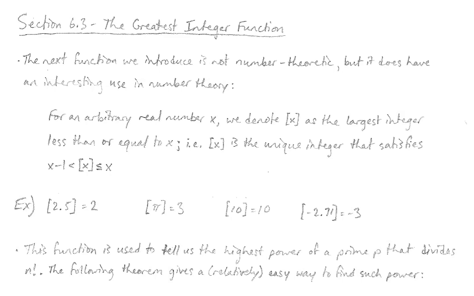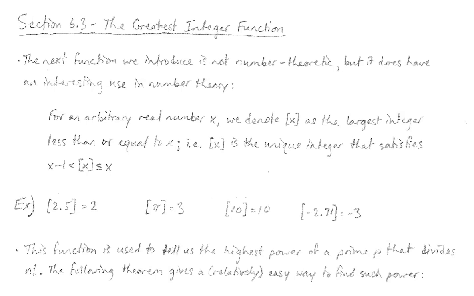So case in point, the greatest integer that is less than or equal to 2.5 is going to be 2. The greatest whole number that is less than or equal to pi, which is 3.14, obviously is going to be 3. The greatest positive integer that's less than or equal to 10, well, 10 is already a whole number, so the greatest whole number that's less than or equal to 10, that or equal to part kicks in, is 10.